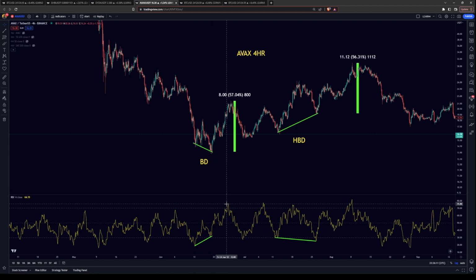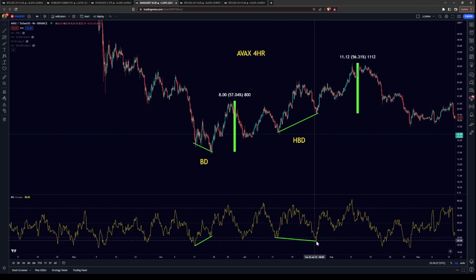Ride that up, went to overbought conditions. This is where you exit the trade, you take your profits, and you wait for the next opportunity that looks just like this, right? Then you had another hidden bullish divergence over here, where you had oversold conditions.